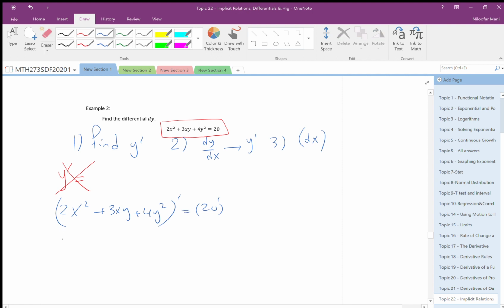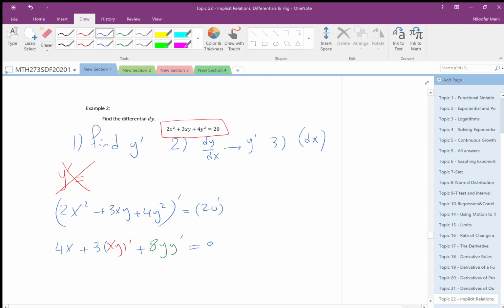And then this is 4x. So, derivative of both sides. Then this is 4x plus 3 times derivative of xy, plus, what is the derivative of 4y squared? So it is 8y, but you put y prime. So it is 8y y prime. And I know wherever I see y, I have to put y prime as well. Equals 0.